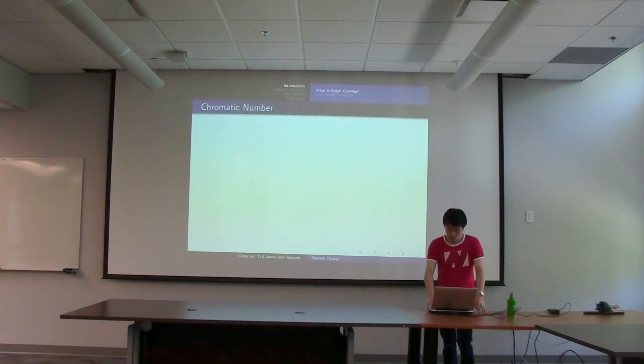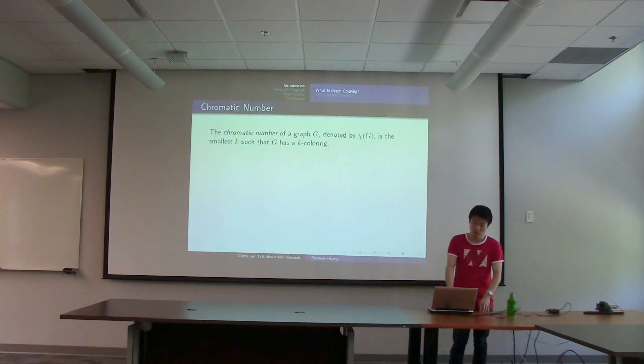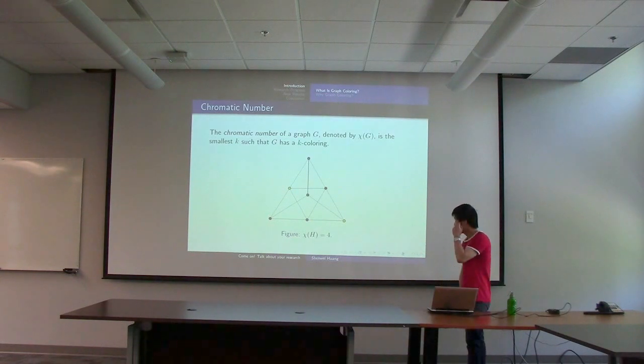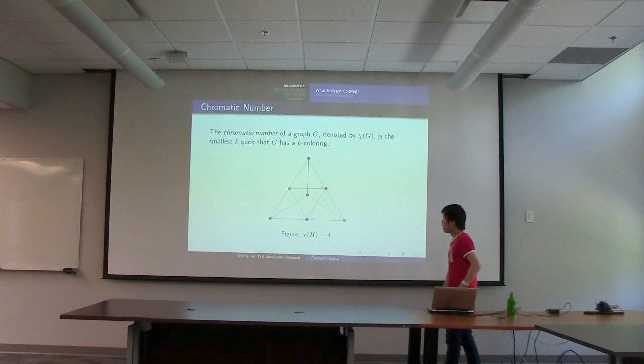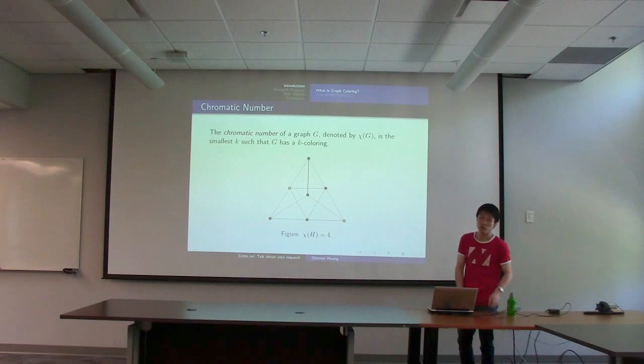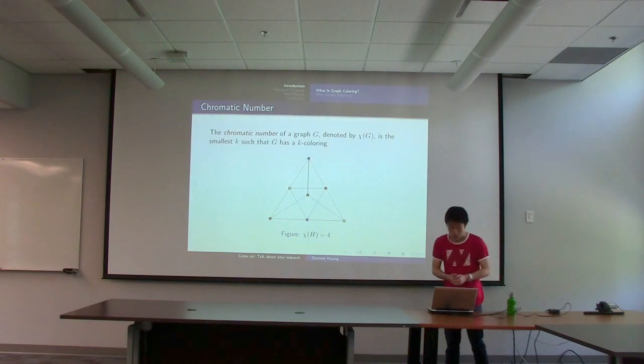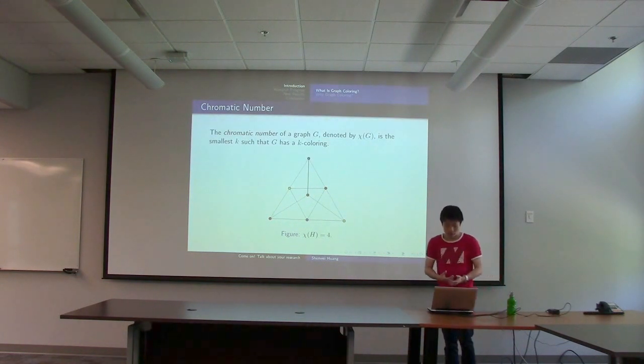In reality, we want to color a graph using as few colors as possible. This leads us to the notion of chromatic number. The chromatic number of G, denoted by chi(G), is the smallest integer k such that G has a k-coloring. To give you an idea, let's look at example H again. This picture shows a four-coloring of the graph H. So the question is, can we color H using three colors?